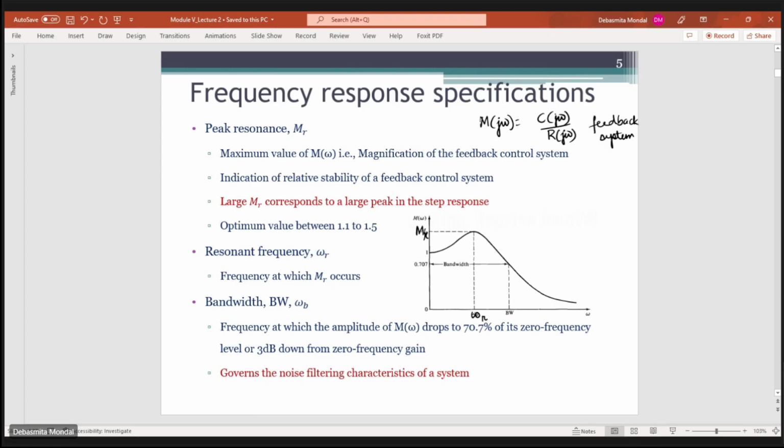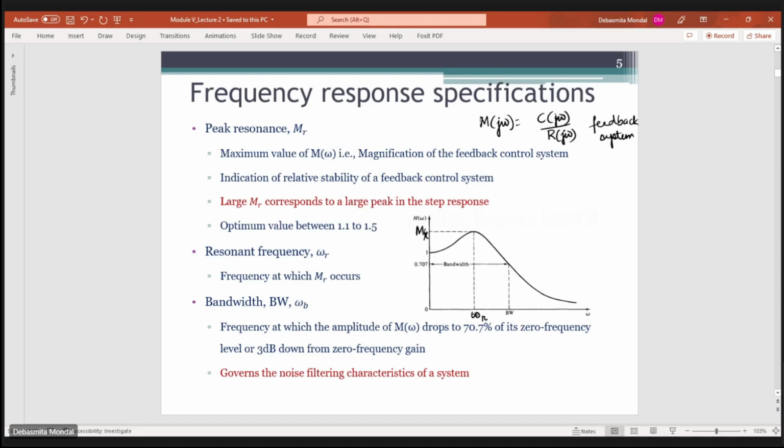If your system has a larger peak resonance in the frequency domain, that corresponds to a larger peak in the step response in the time domain. And we know that if we have a larger peak overshoot, then the relative stability of the system reduces. So in that way we can correlate the peak resonance in the frequency domain with the maximum peak overshoot which we were seeing in the step response in the time domain analysis. Generally the optimum value of Mr, the peak resonance, is kept between 1.1 to 1.5.